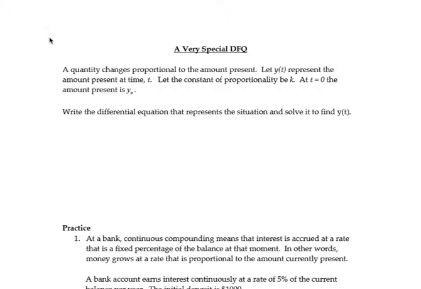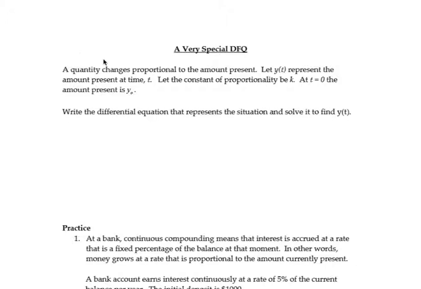A quantity, this is called a very special DFQ. Okay, so here's what it does. A quantity changes proportional to the amount present, right? Let y represent the amount present. Constant of proportionality is k, and the initial amount that's present is y naught. Okay, so let's think about that statement.